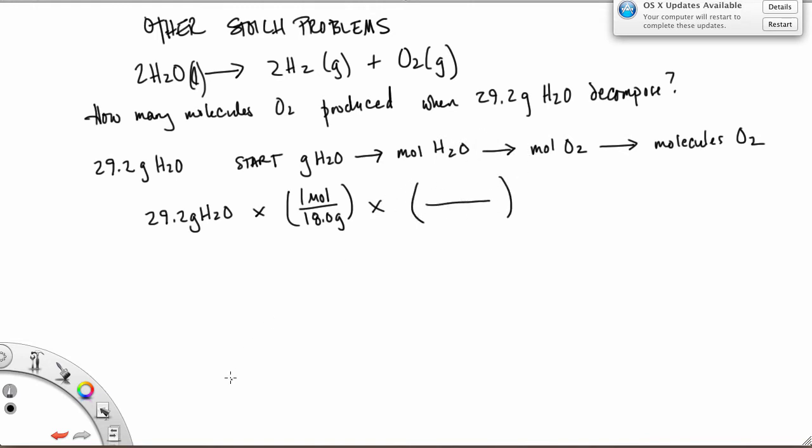Remember, from here to here, this is where I use my mole ratio. So this is my mole ratio right here. I look at my balanced chemical equation to find that mole ratio. I have moles of oxygen on the top because that's what I want to find, and moles of water on the bottom of my mole ratio because that's what I want to cancel out. From the balanced chemical equation, I have 1 mole of oxygen for 2 moles of water.